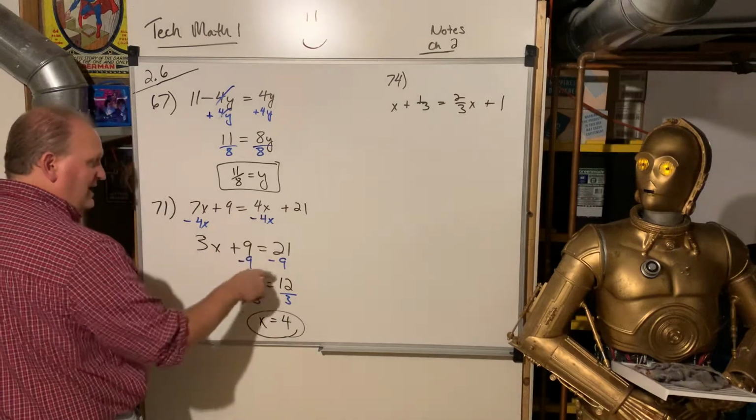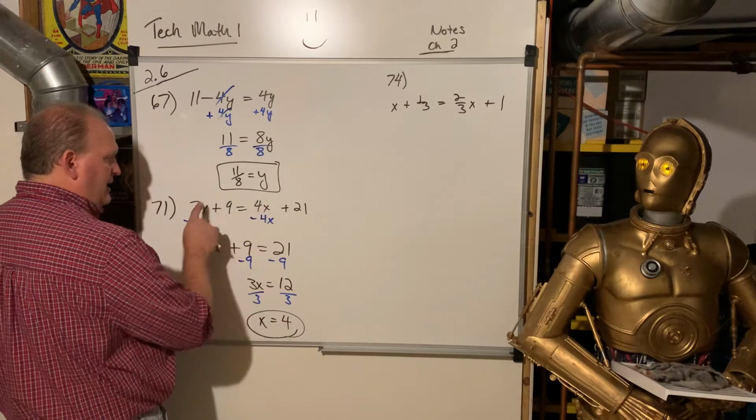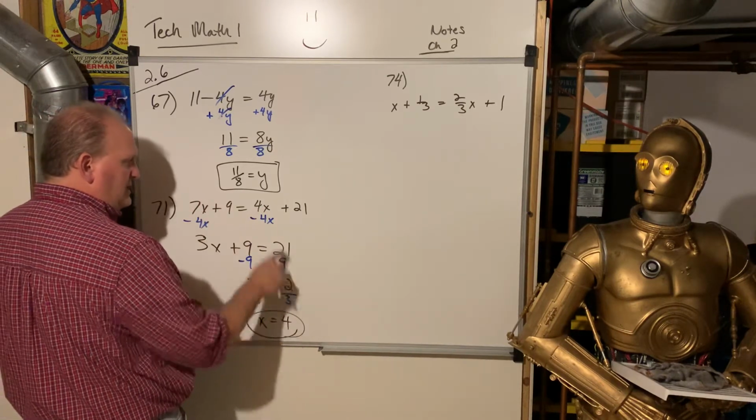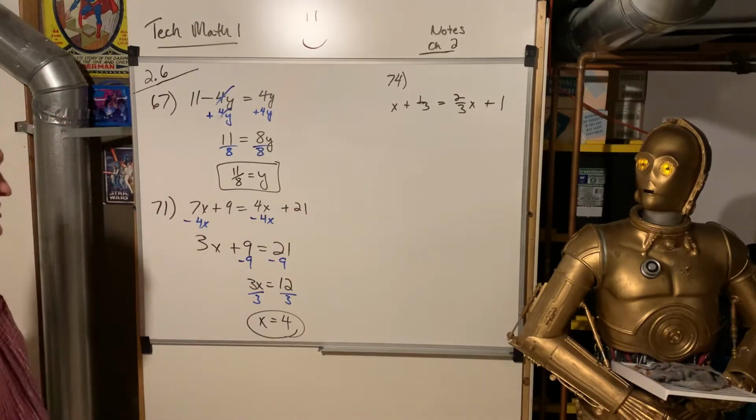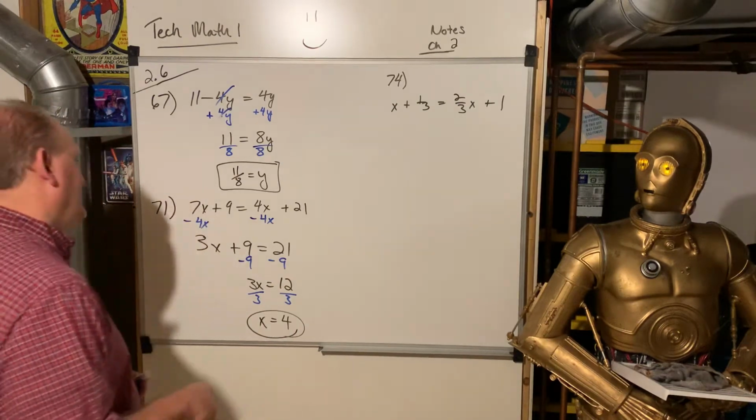I checked it by re-solving it. If you wanted to, you could have subbed in 4 there and 4 there, and that would be 28 plus 9, and that would be 16 plus 21. Either way, you get 37, so 37 equals 37. So that would be the way to check it.